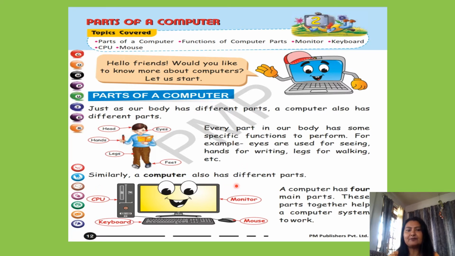Similarly, a computer also has different parts. A computer has 4 main parts. These parts together help a computer system to work. So children, in this lesson we shall learn the computer and its 4 parts. Okay, now, what are the parts? CPU, keyboard, monitor and mouse. So we shall learn these 4 parts of a computer in our lesson number 2.